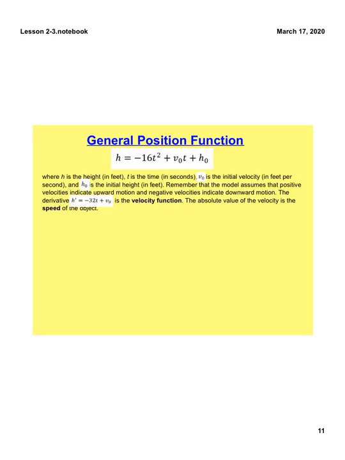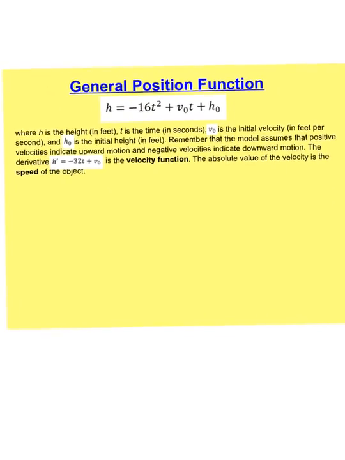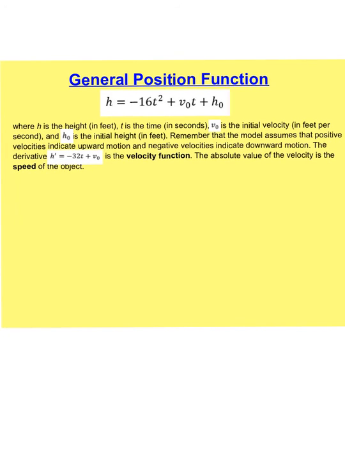Okay, so general position function. So I told you we were going to talk about this later. Sorry if I'm making you sick. Boom, there we go. Just trying to make it a little bit bigger.